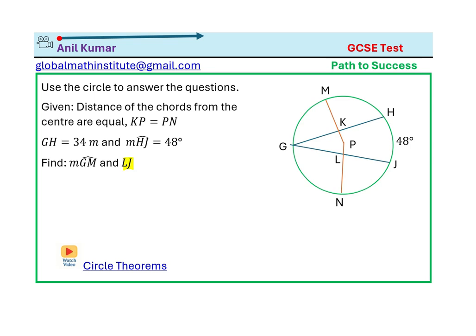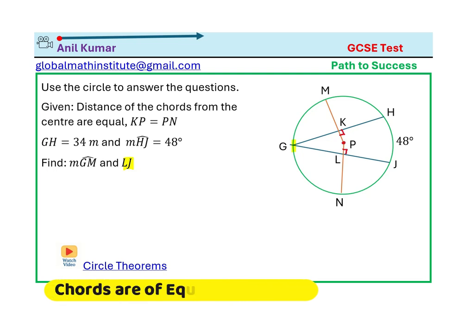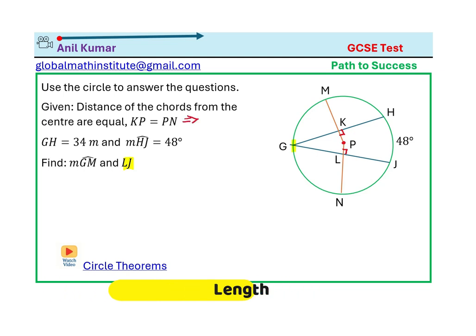So let's try to understand the question. The G point, which is here on the circle, we are given that the distances of the chords from the center are equal, meaning these two chords are equal. Now, equal chords, P is the center, means that GH is equal to GJ, right? So the length of the chords is also equal. It really means that the chord length GH is equal to GJ.